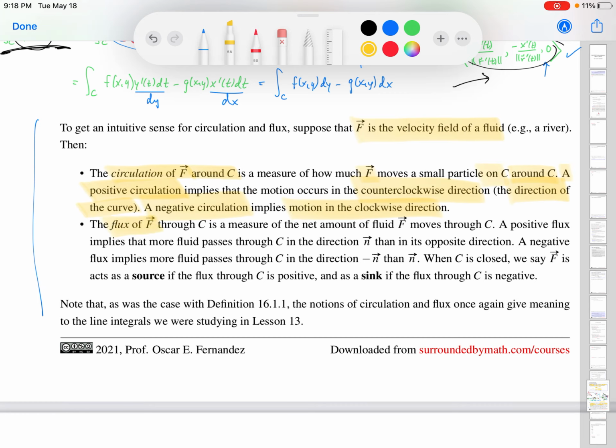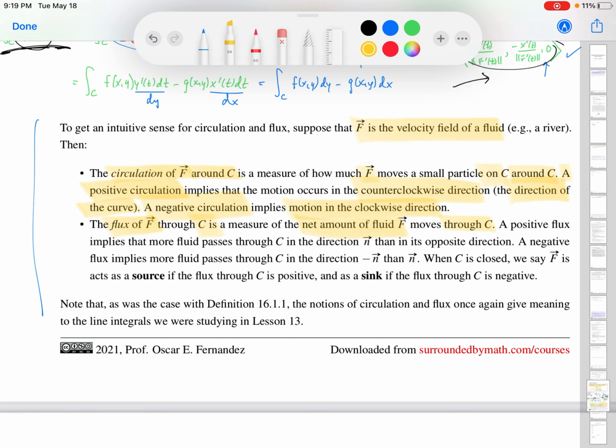Okay, the second one for flux. The flux through C is a measure of the net amount of fluid that moves through C. So again, picture yourself standing in the stream, and maybe you bring a hula hoop with you and you put it on the stream and you hold it so it doesn't float away. Then you can see a lot of fluid passing through this hula hoop. And think of that as your curve C.